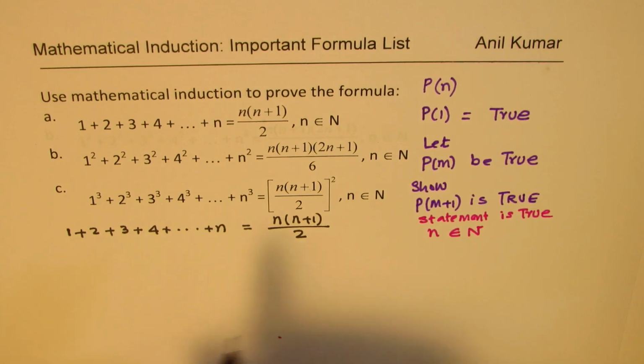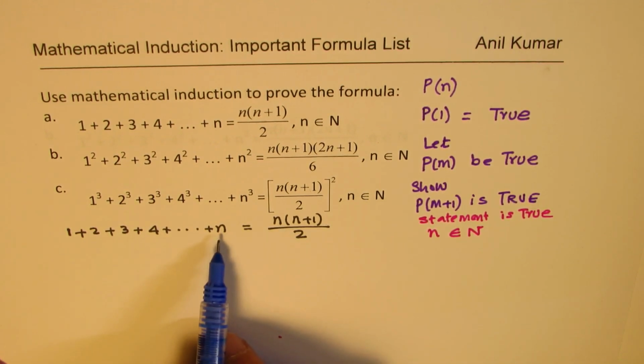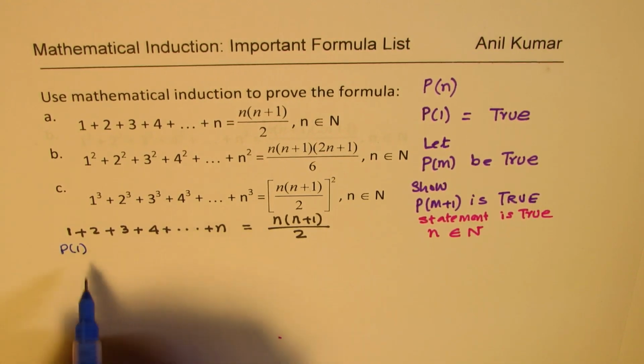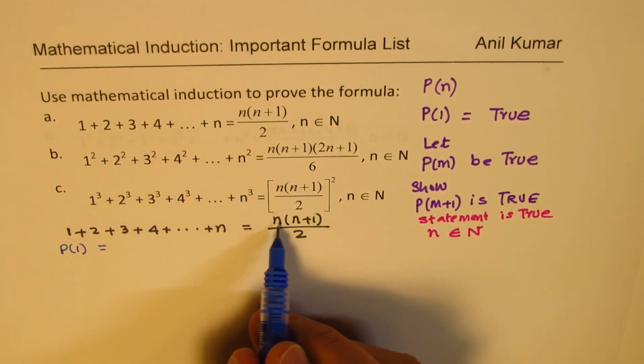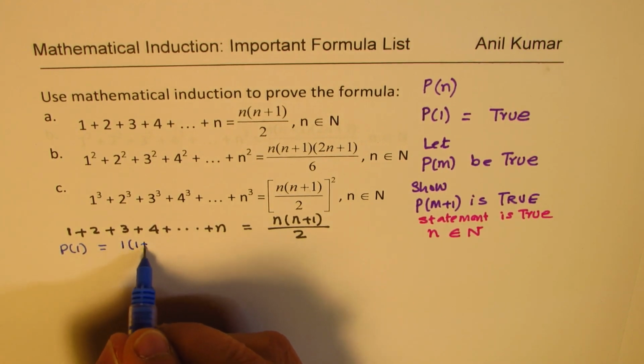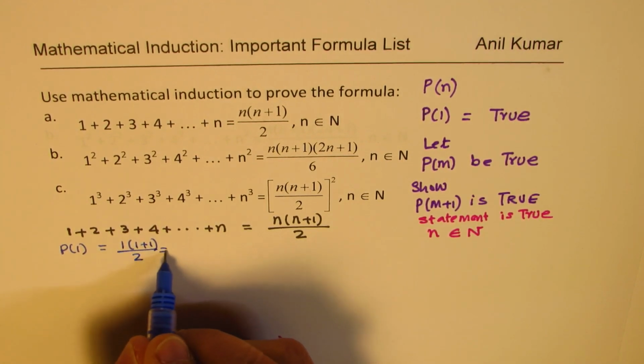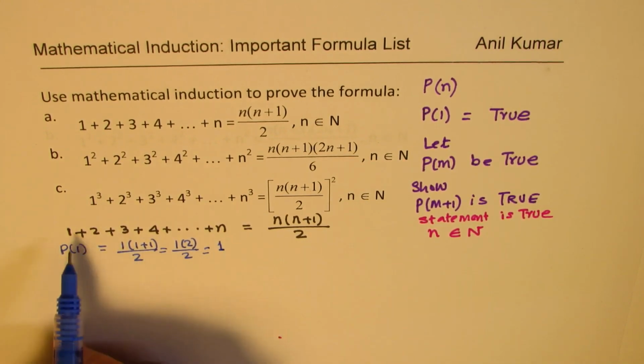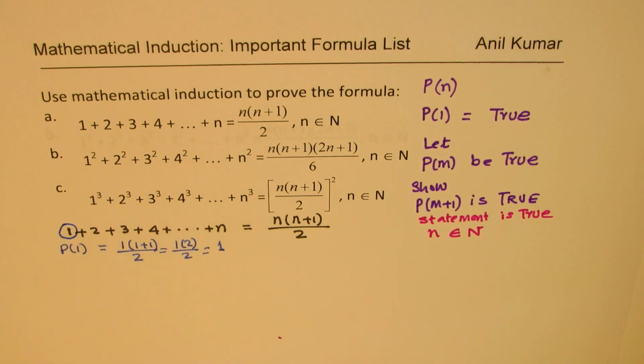As I was saying, the first step will be, we'll just substitute 1. This is a statement where there are n natural numbers. So we say, what is p of 1 equal to? When I say p of 1, I'll just substitute 1 here. So I get 1 times 1 plus 1 over 2. Well, that is 1 times 2 over 2, and that is 1. Well, that is true. If we have just one natural number, then its sum is 1, right? So this one is true.